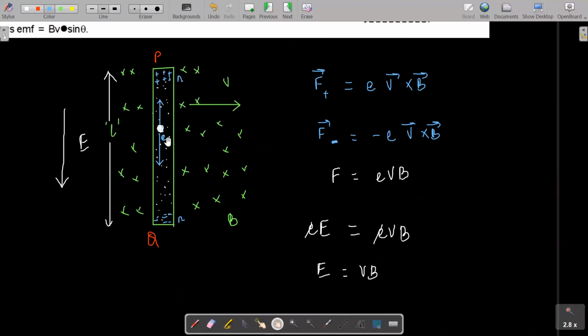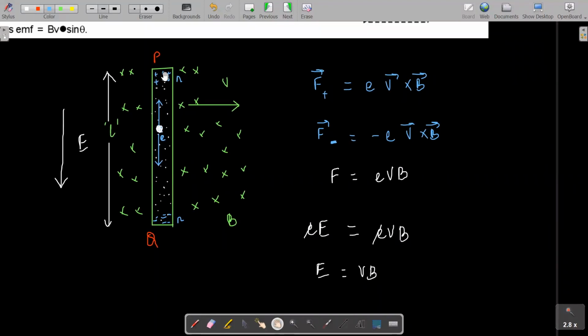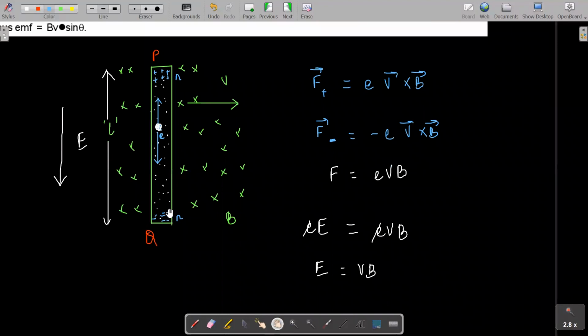Like you see, if this is P and this is Q, all positive charge got accumulated on this side and negative charge got accumulated on this side. So we can say that the EMF induced will be like this. Where positive charge goes, this will be the positive terminal and this will be the negative terminal, right? So this will be the direction of EMF induced.